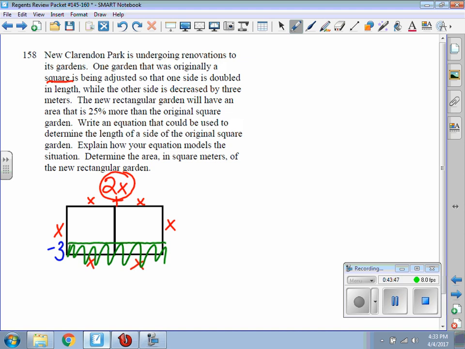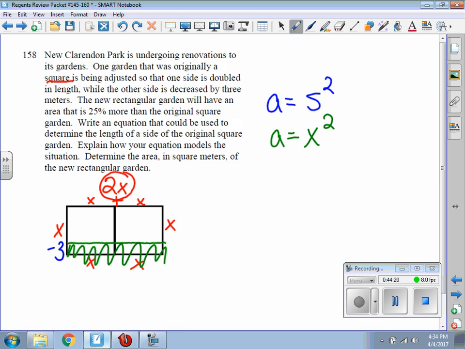All right, so now I've got my diagram going. It says the new garden has an area that is 25% more than the original square. Well, what was the area of the original square? The area of a square, you could do length times width, but it's also side squared since each of the sides are the same. So the area is x squared for our original square.